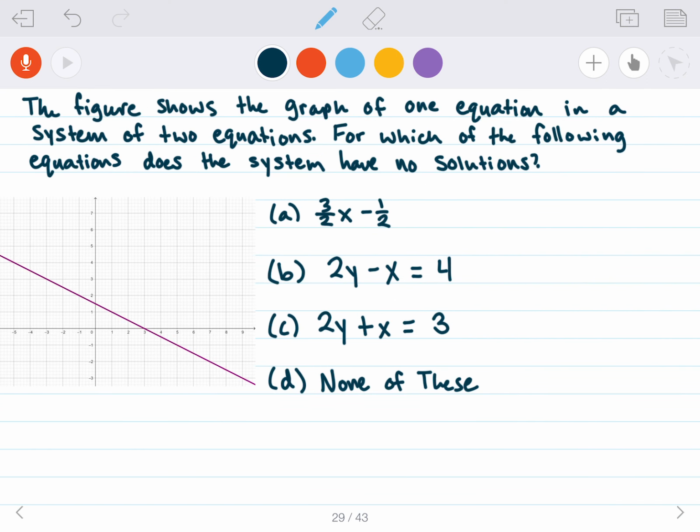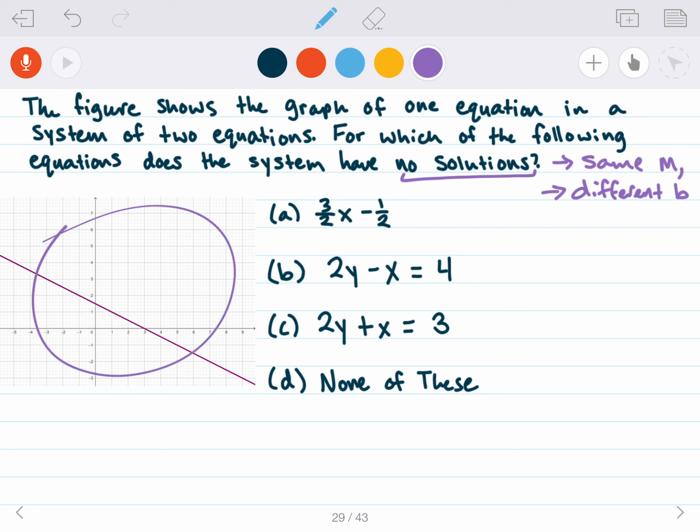All right, so the figure shows the graph of one equation in a system of two equations. For which of the following equations does the system have no solutions? Okay, so no solutions. What does this mean? This means same slope. And maybe I'll do it with my letters. Same slope m, but different y-intercept b. That's what that means.